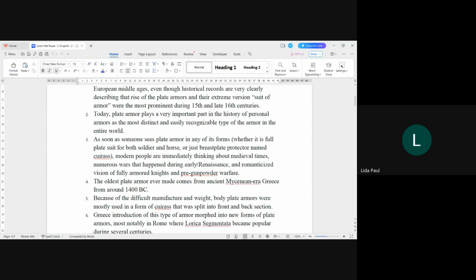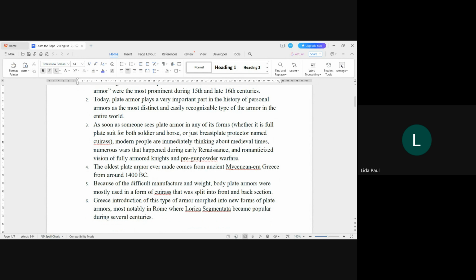Look at it, early Renaissance. Renaissance is the name of a period and it's a noun. So early is used as an adjective, but early can also be used as an adverb. It's just that here it is not used as an adverb. The same thing applies to the word late also. Late can be used both as an adverb and an adjective. The last line, vision of fully armored knights and pre-gunpowder warfare. Fully is qualifying the adjective armored, right? Yes.